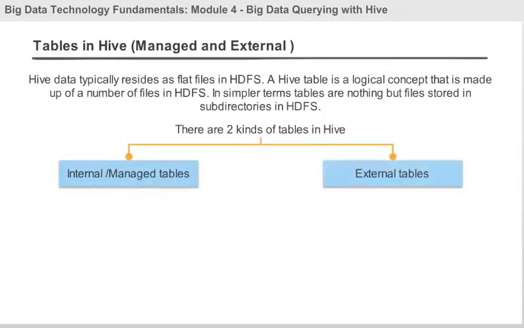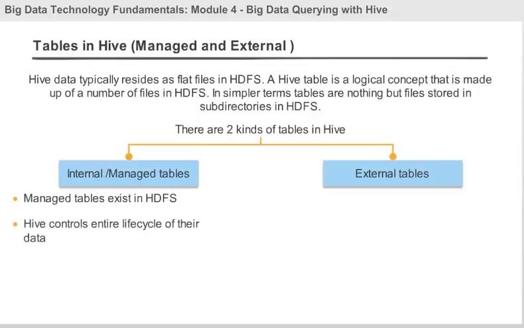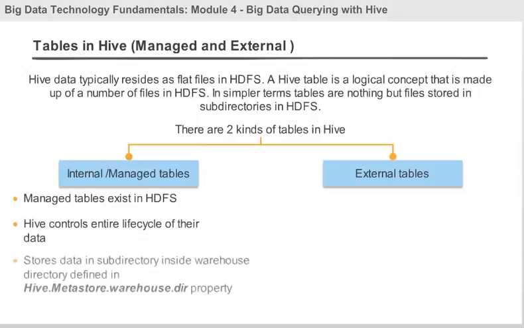As the name suggests, internal managed tables exist in HDFS, and Hive controls the entire life cycle of their data. Hive stores the data for these tables in a subdirectory inside a warehouse directory. With internal tables, the data and table are tightly coupled. When an internal table is deleted, both the table and the data, including the metadata, are deleted by Hive.